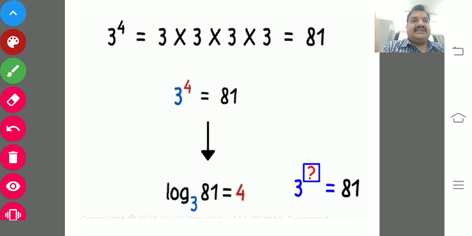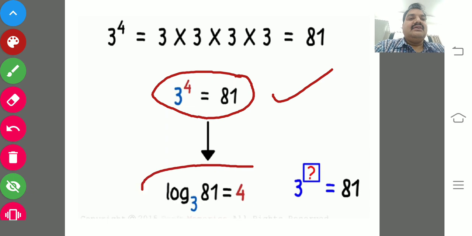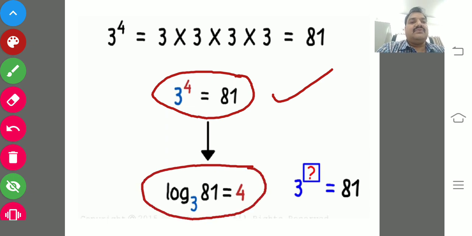Here is an exponential form which you have discussed in the lower classes, like 6th, 7th, 8th and 9th. Here the question is 3 power 4. You know that x power 2 equals x into x, x cube equals x into x into x, like that. Here 3 power 4 is given, so 3 is multiplied 4 times. Here 3 power 4 equals 81.